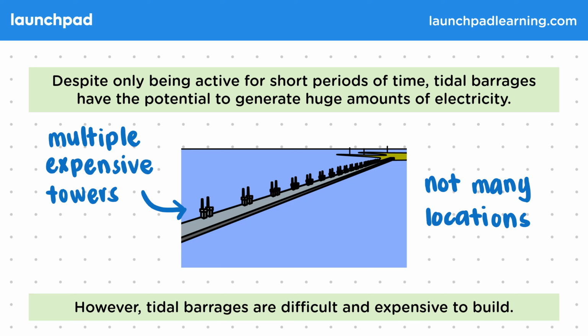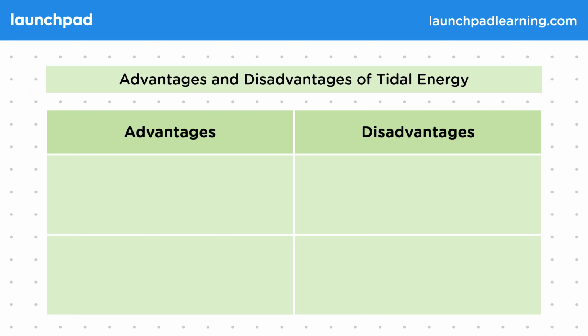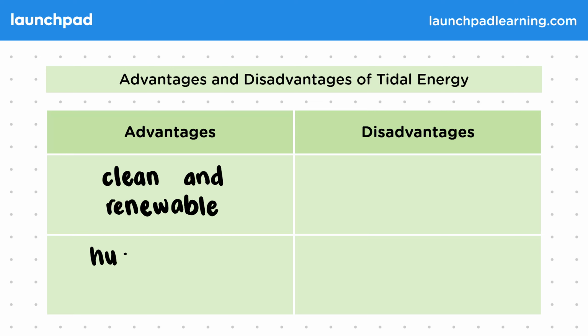So what are the overall advantages and disadvantages of tidal energy? Well, the advantages are that it's clean and renewable, so tides always change and there are no emissions. It also produces huge amounts of energy.